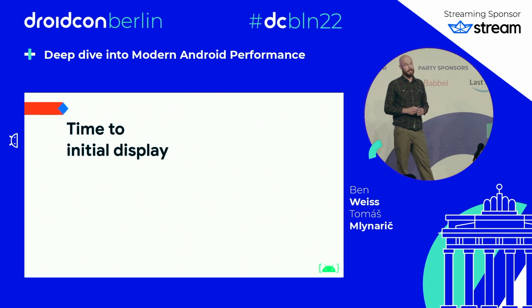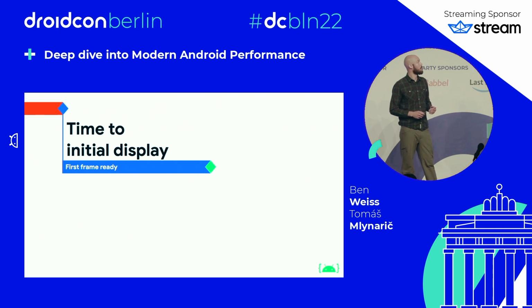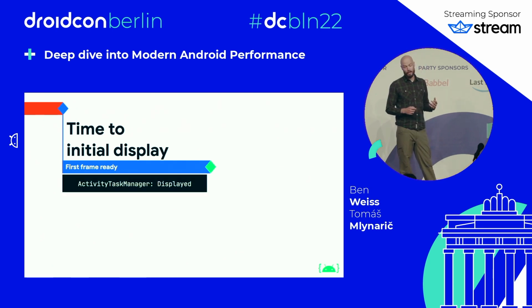This is where one of the key metrics comes in. This is time to initial display. Time to initial display means the first frame is ready to be drawn from the app start. This time should be very short, very fast, and in your log, you see this with the ActivityTaskManager Displayed, so that's what that means when you've seen that and wondered what it should mean.